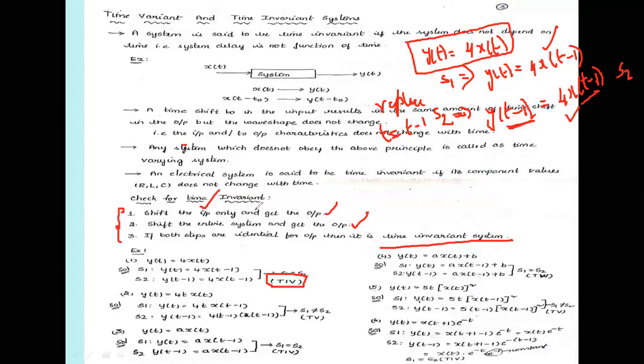Shift the input only and get the output. Shift the entire system and get the output. If both the steps are identical for output, then it is a time invariant system. Got it, my students? Now, let's take the second one. The y of t is equal to 4t x of t. Is it a function given?